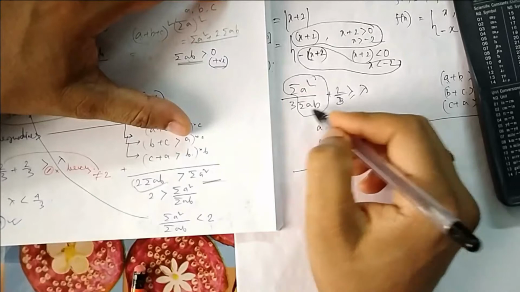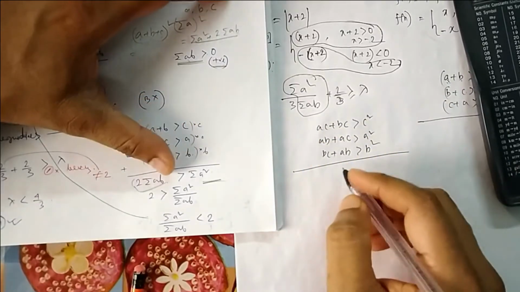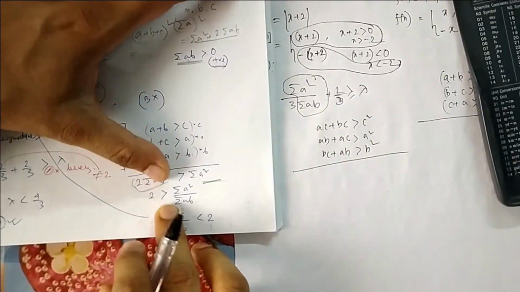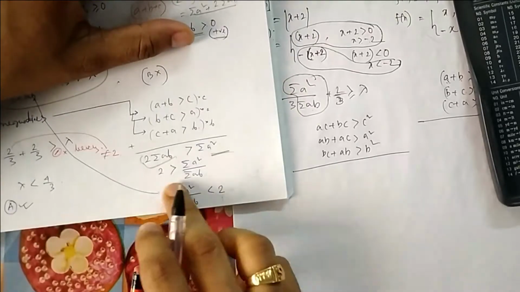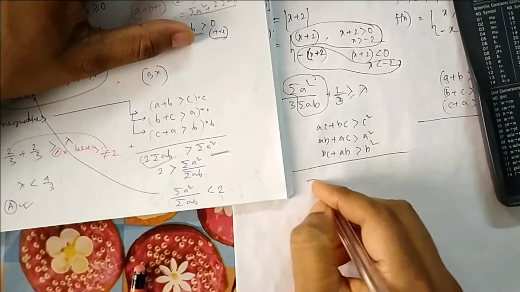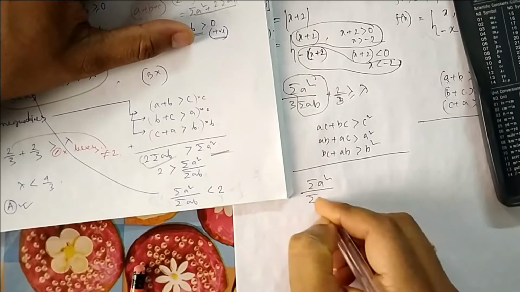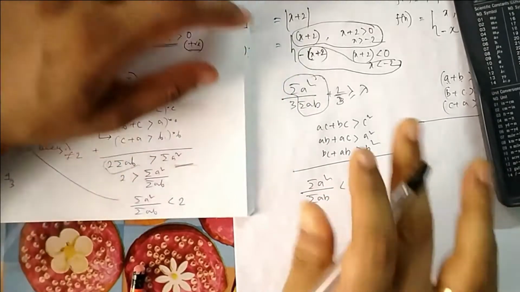Summation A square by AB. If I know this one, then I can find lambda. So from here, if you divide it, ultimately you will find this one: summation AB, which is less than 2, not equal to. Take care of it.